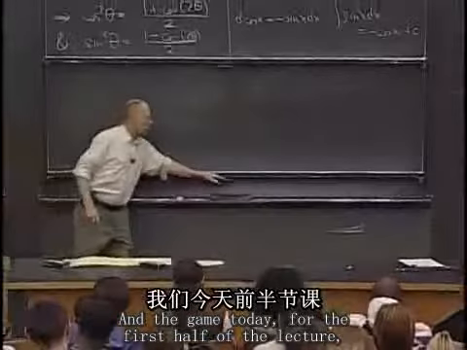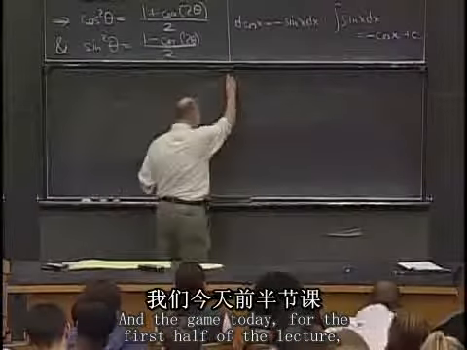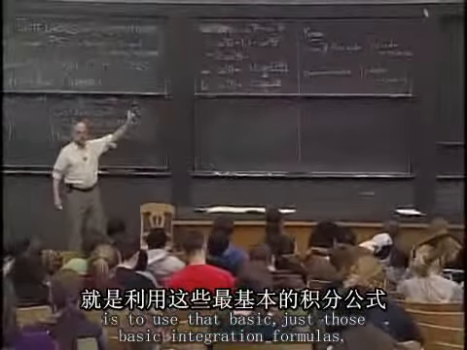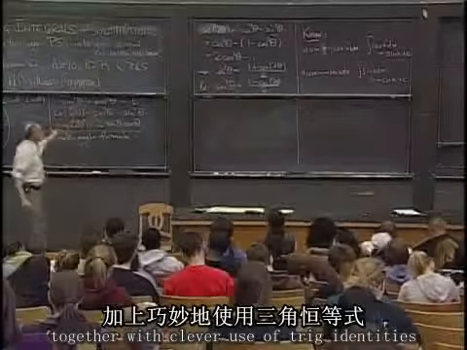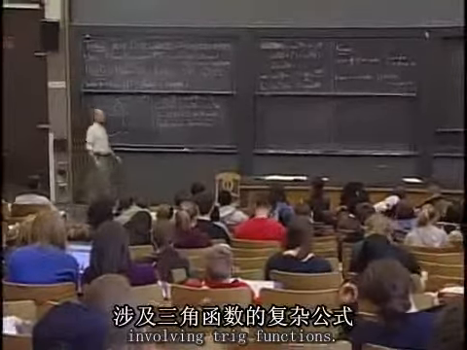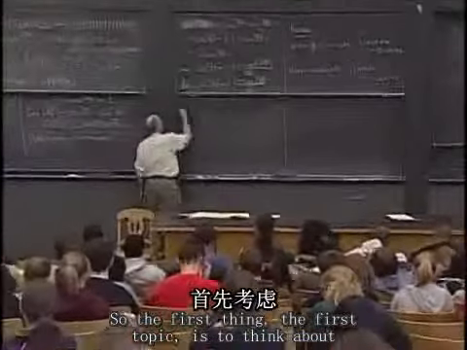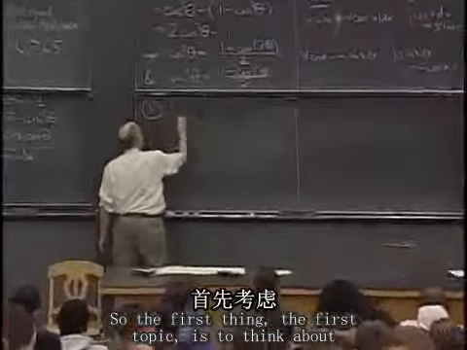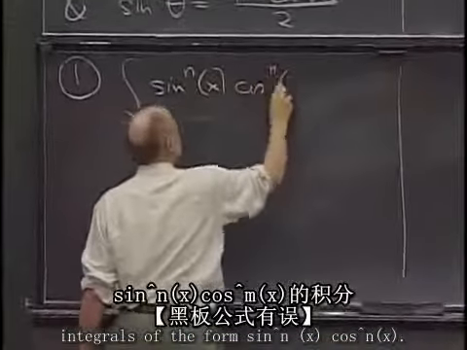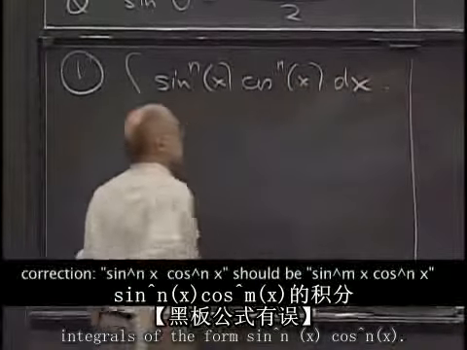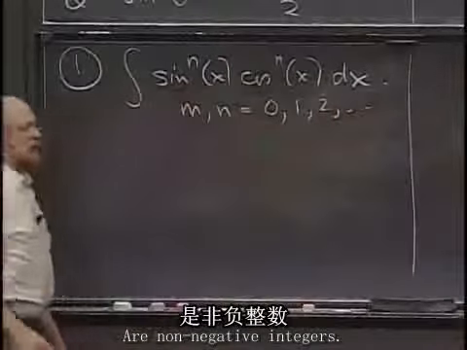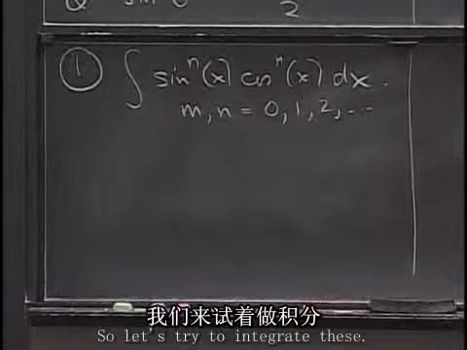And the game today, for the first half of the lecture, is to use those basic integration formulas together with clever use of trig identities in order to compute more complicated formulas involving trig functions. So the first topic is to think about integrals of the form sine to the nth power of x, cosine to the nth power of x dx, where here I have in mind m and n are non-negative integers. So let's try to integrate these.